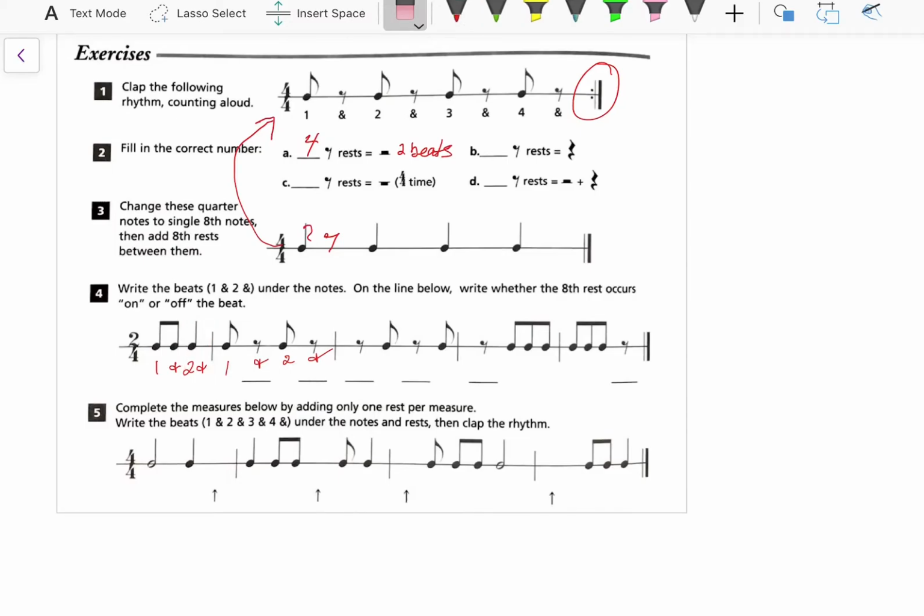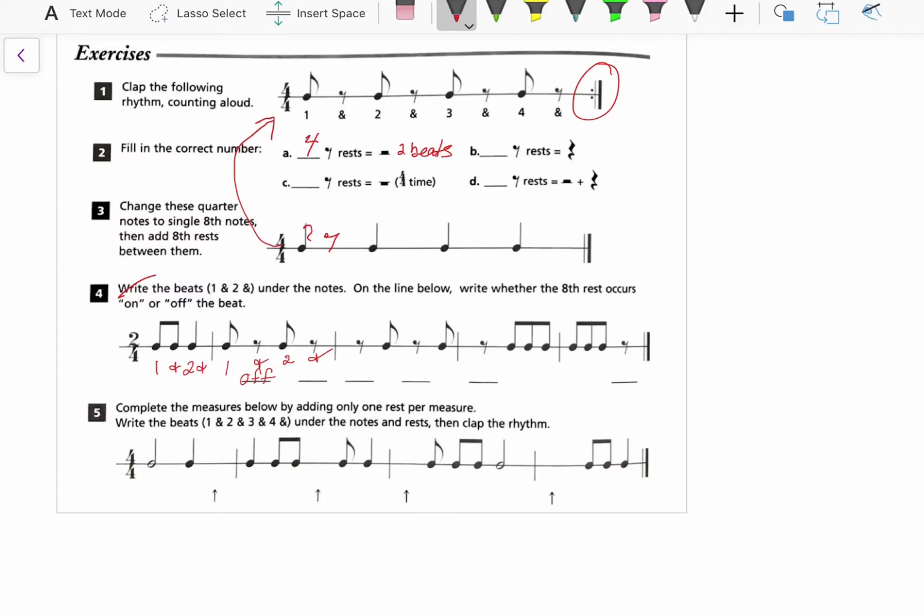Now, the second part, so I did that part, writing the beats, good. On the lines below it, I'm going to write whether the eighth rest occurs on or off the beat. So remember, on the beat is the numbers, that's where my toe comes down, and off the beat is the ands, where my toe comes up. So this first one is underneath an and, so that's off. And you'd go through and do all of those.